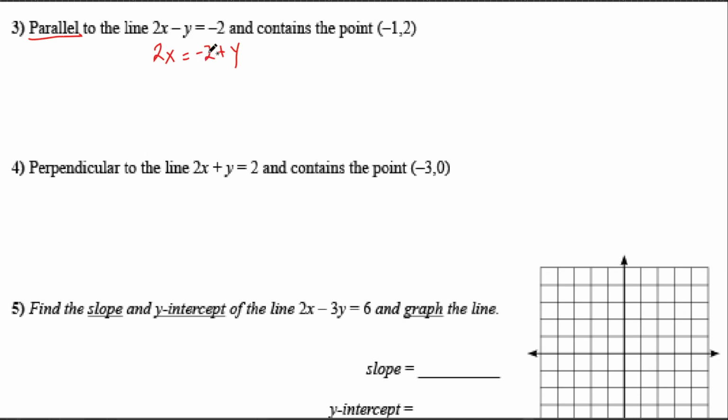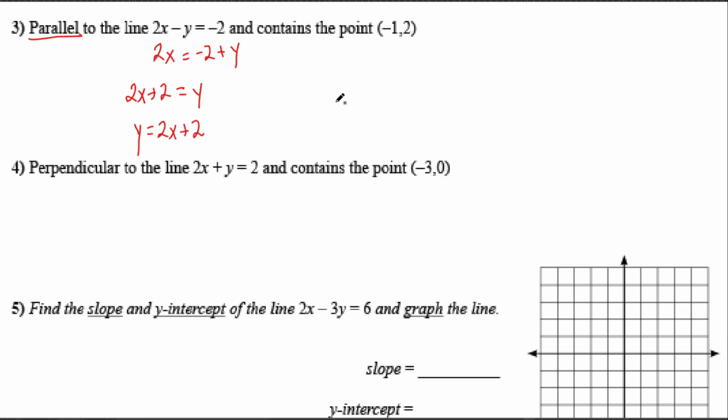Now I have to get rid of the 2. I add a 2 to both sides, and so what do I get? I get 2x plus 2 equals y. Or if you want to write it with the y first, oops, I was going to write m, so 2x plus 2. So that's how you could write that.